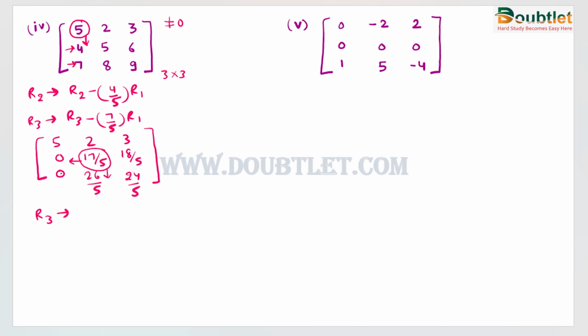What do we have to do? We have to keep this 0 and make this 0. So we will apply the operation R3 with R2. This will become R3 minus 26 divided by 5 over 17 divided by 5 times R2. If we solve this, we can write this as 26 divided by 17. Correct?